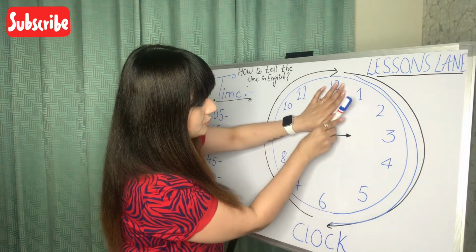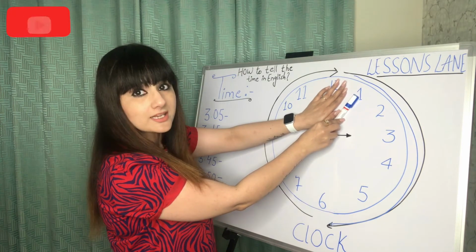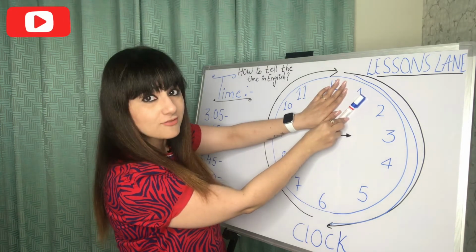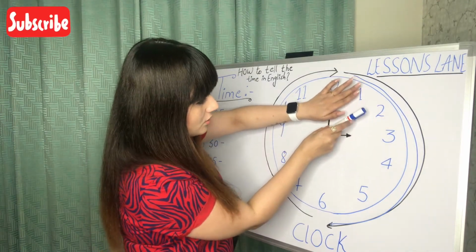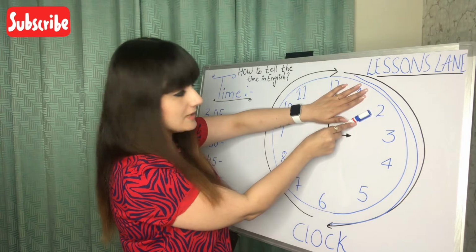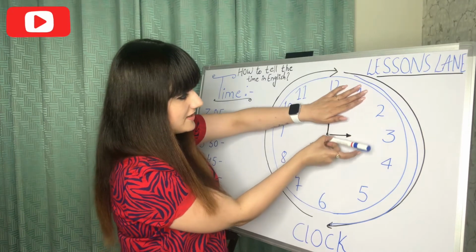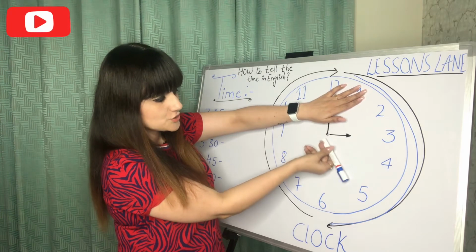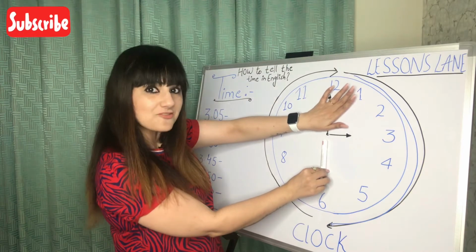Now if I put it like this way, what do you call it? Yes, 3:05. When it's here, you could say 3:10. When it's here, then you could say 3:15. When it's here, you could say 3:20, 3:25, and here you could say 3:30.